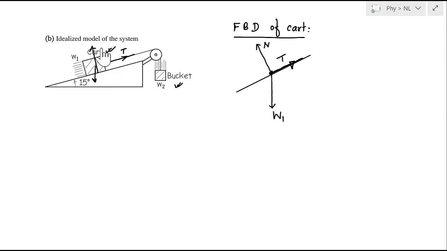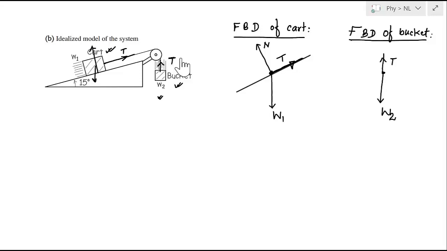Now similarly, I can draw the free body diagram for the bucket. So let us draw the free body diagram for the bucket. This is my bucket, and I can show it using a point mass. What are the forces acting on this bucket? The first force, acting in the downward direction, is its weight, that is W2. And this cable is trying to pull it up, so there is a force acting in the upward direction, that is tension T.